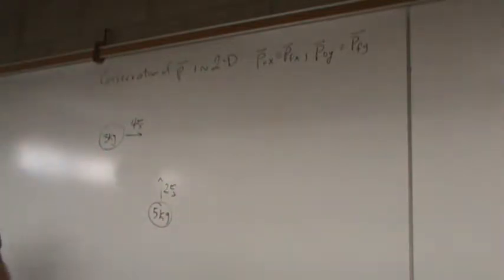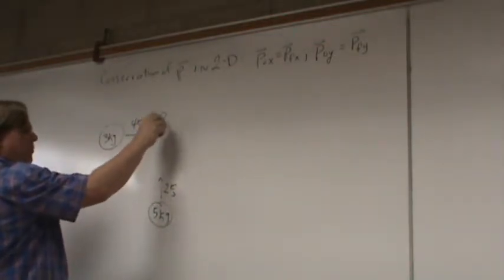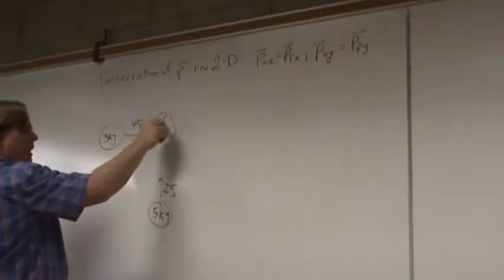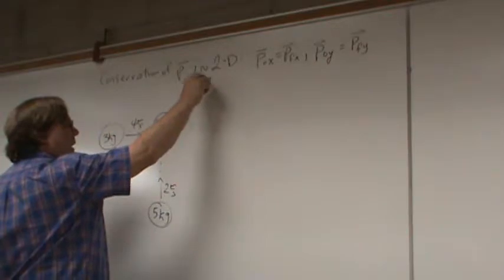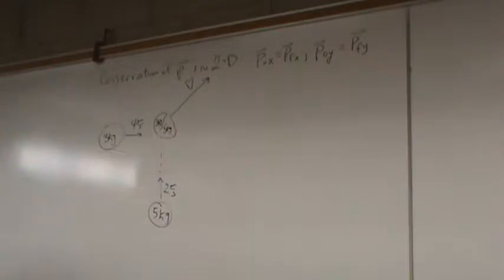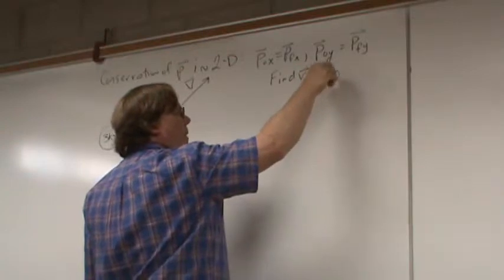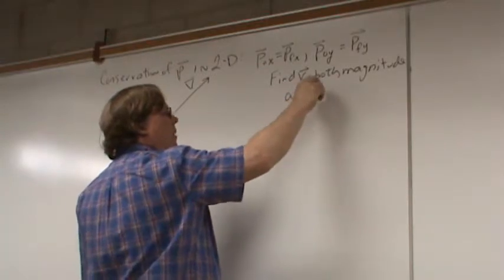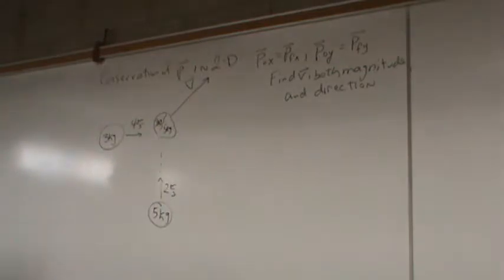Great. And now these two pucks are going to go until they slam into each other, and it will be a completely inelastic collision where this 3-kilogram puck and this 5-kilogram puck are now stuck together, and they will go off in that direction at some velocity v. My goal is to find v, both magnitude and direction. You guys okay with that?